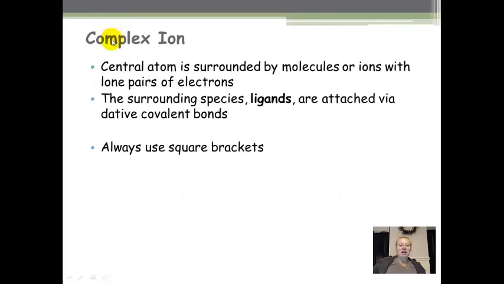And a complex ion is when you have a central atom that's surrounded by molecules or ions with lone pairs. These species with the lone pairs are called ligands, and they are attached via dative covalent bonds, meaning that they donate both electrons to the bond. And complex ions can be seen because they're always written in square brackets.